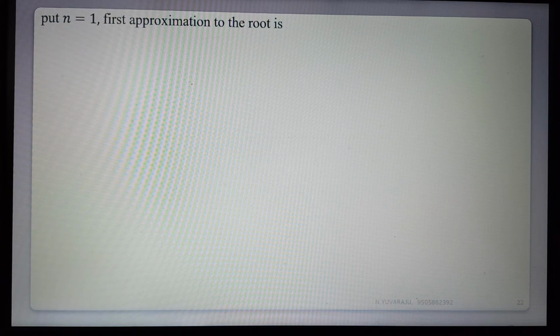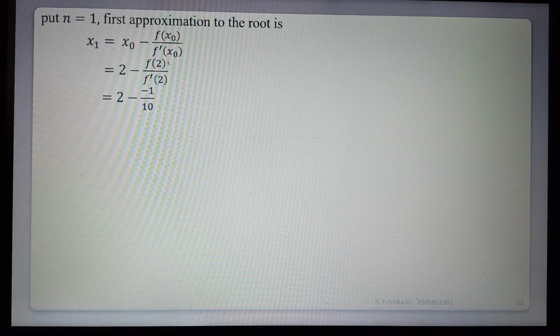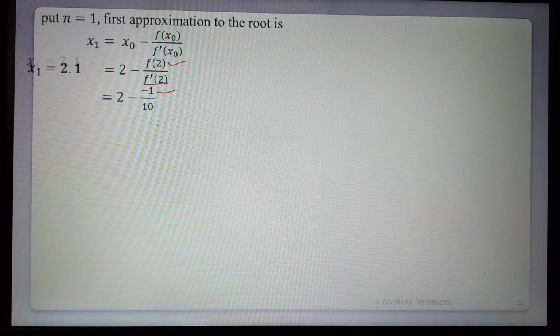Put n is equal to 1, the first approximation root x1 is equal to x naught minus f of x naught by f dash of x naught, where x naught is equal to 2. That is 2 minus f of 2 by f dash of 2. Substituting 2 in f of x we get minus 1, and substituting 2 in f dash of x we get 10. So x1 is equal to 2.1, the first approximation.